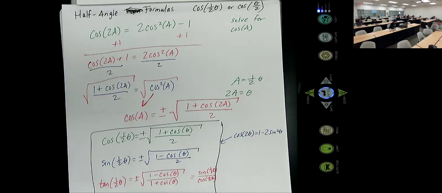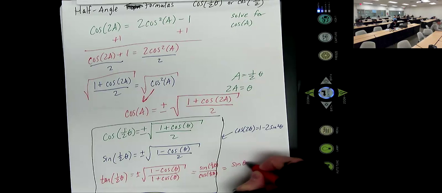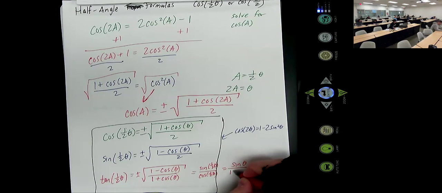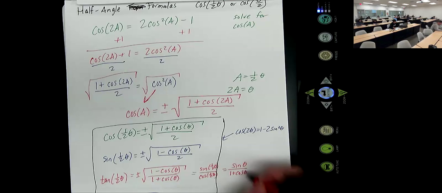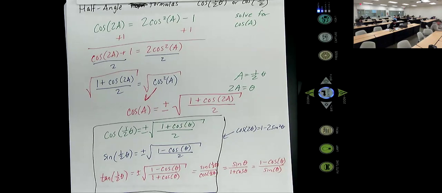This has two other forms. It also equals sine of theta over 1 plus cosine theta, without a square root. And it can also equal 1 minus cosine theta over sine theta. Like I said, you're not gonna remember these.